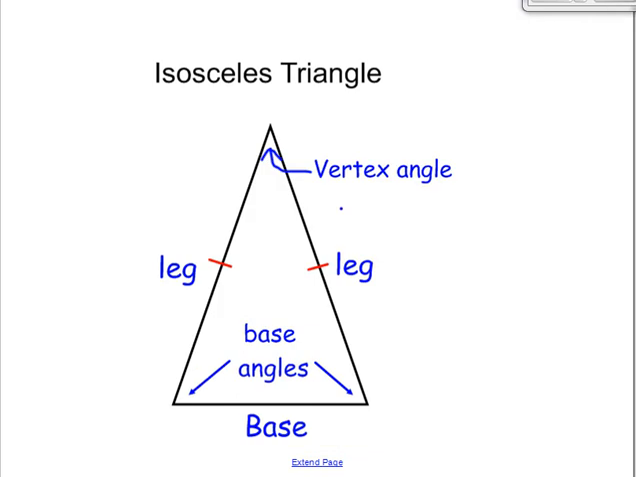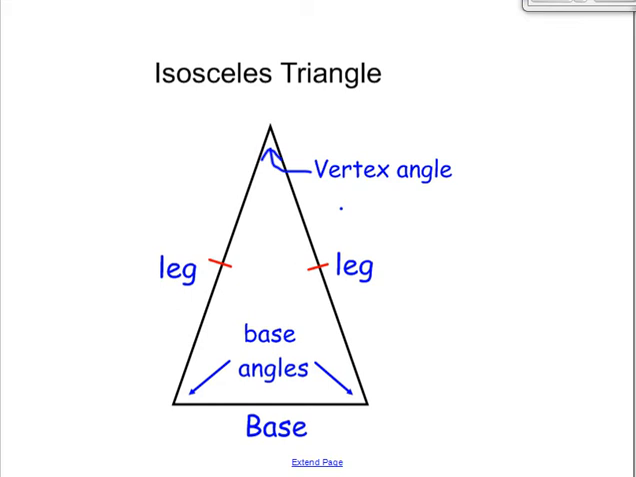Okay, before we go further, let's just talk about the parts of an isosceles triangle. The two congruent sides are what we call the legs of an isosceles triangle, and the angle that goes between the two legs is called the vertex angle. At the bottom of the isosceles triangle, we have the base. Now you don't have to draw your isosceles triangle with the base at the bottom. It can be upside down, it can be sideways, but generally speaking, we like to make our isosceles triangles like this, with the base at the bottom and our legs on the side.